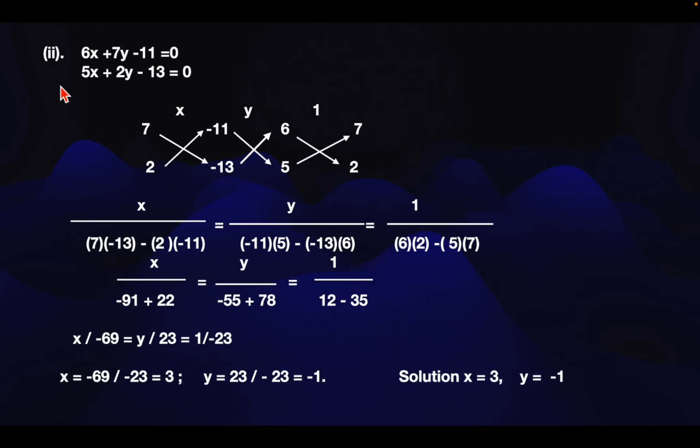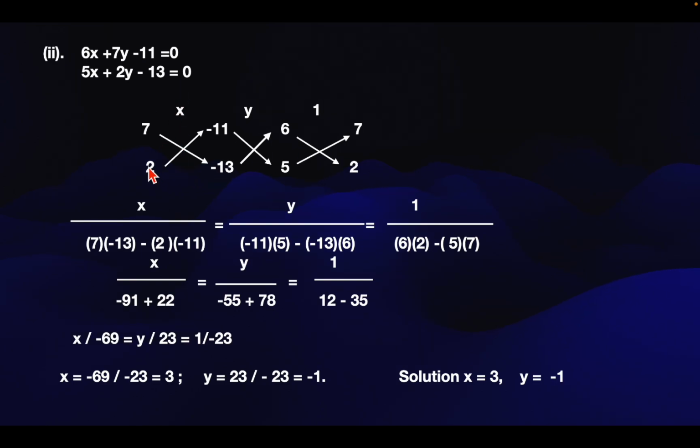Let's go to the next sum. Okay, these two equations are given in the standard form. So directly we are going to write this. First write down x, y and 1. Below x, start with the coefficient of y. 7, minus 11, 6 and 7. Okay, write it in such a way that x is in between these numbers. Y should also be in between. 1 also should be like this.